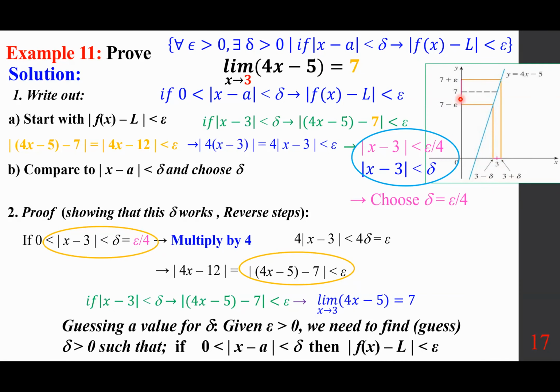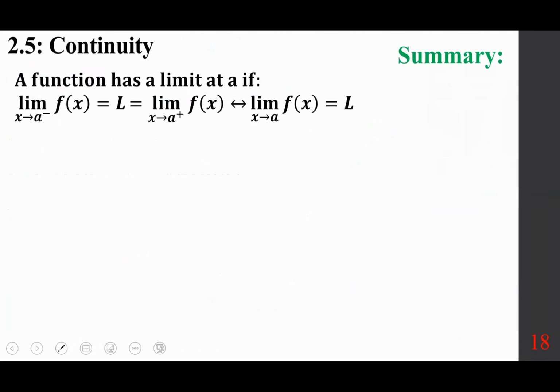We go up and down by epsilon from 7. That's how it looks. So within delta of 3, we get the answer within epsilon of 7. And by the way, it is important to know that both numbers are extremely small. But this is the precise definition of limit.